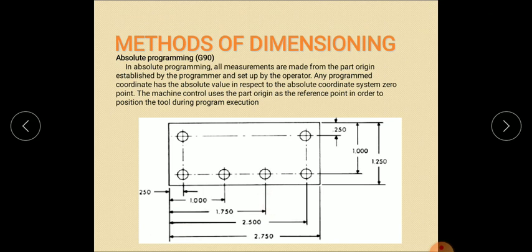Anything which is considered from a part origin to the desired point is nothing but absolute programming. Any program coordinates are given as absolute values with respect to the absolute coordinate system's zero point. The machine control uses the part program as a reference point in order to position the tool during program execution. So this is just one example of absolute programming.